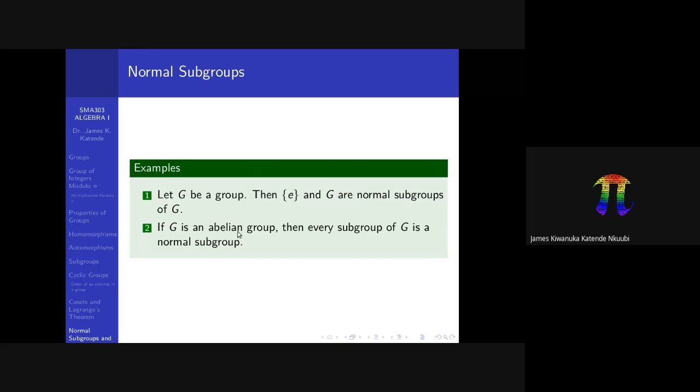The other one that's a bit obvious is if G is an abelian group, then every subgroup of G will also be a normal subgroup. I think you can prove this part. Take this second part as an exercise. I have not done the proof, but for an abelian group, all the subgroups will be normal subgroups. Any questions on this? So any group that is commutative, any of its subgroups will automatically be normal subgroups.